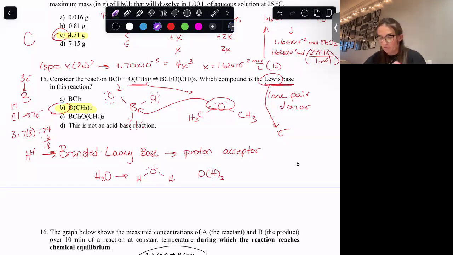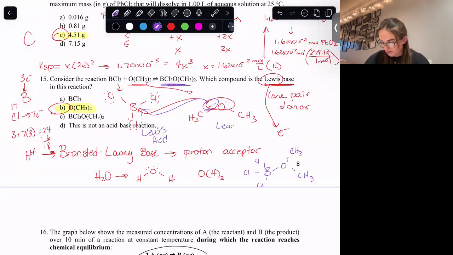Yep, so then the boron accepts a lone pair as the Lewis acid from the oxygen, forming this compound. So then we get BO, CH3, CH3, Cl, Cl, Cl, something like that. Right, so this is your Lewis acid. This is your Lewis base.